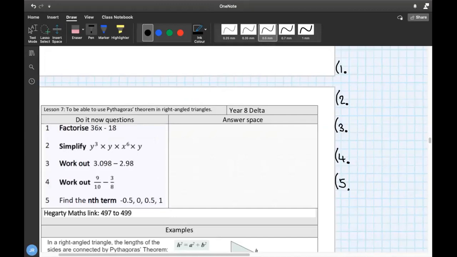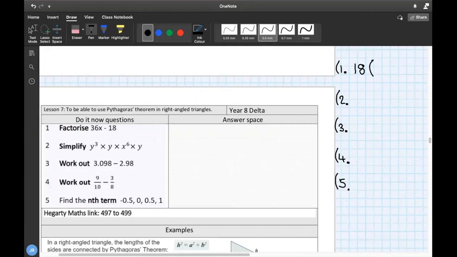Okay, first we're factorising the expression here, so we need to look at all parts of the expression and take out the highest common factor. I've got a 36 and an 18 here. They're both in the 18 times table. That is my highest common factor, so I take that outside my brackets.